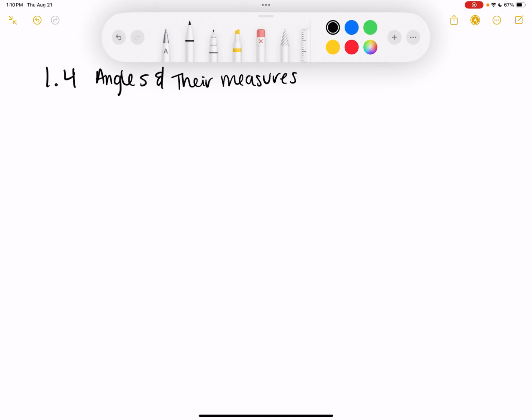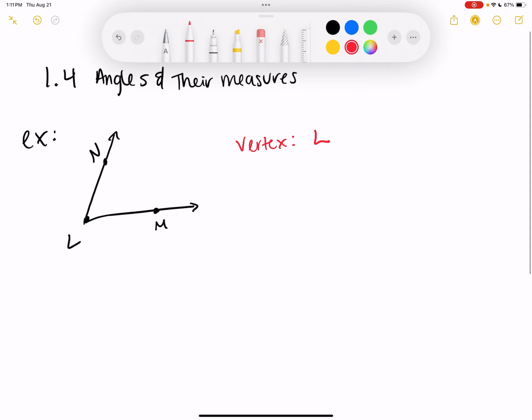I'm going to just do an example first, and then we'll do one because there's only 3 of these. So if you have something like this, an angle, and this is L, this is M, and this is N, then our vertex is going to be L. And then my 2 sides are going to be LM, and we put the symbol for ray over them, and LN.